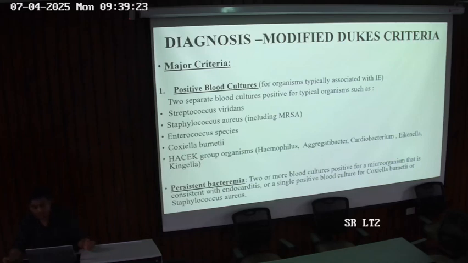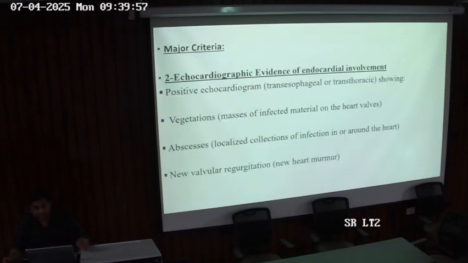So, major criteria. A positive blood culture obviously indicates infection, meaning there is infective endocarditis. So positive blood cultures are included in the major criteria, typically associated with infective endocarditis. Second is persistent bacteremia: two or more blood cultures positive for a microorganism that is consistent with endocarditis. Or, for Staph and Coxiella burnetii, a single positive blood culture is ideally acceptable.